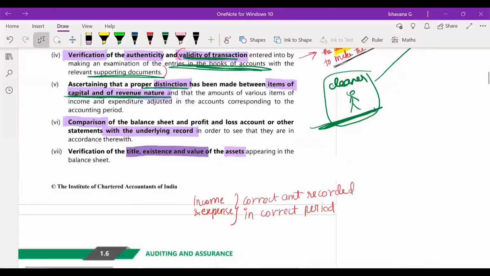Next, you have to compare whatever balance sheet, profit and loss account or other statements you have made with the underlying record. That means you have to check whether the balance sheet and profit and loss account have been made according to the books of accounts. Next, you have to check whether the title, existence and valuation of assets is proper. Title means who is the owner of the asset. Existence means whether the asset is actually in existence, and whether the value of the asset is correctly put in the balance sheet. All these things the auditor has to verify.